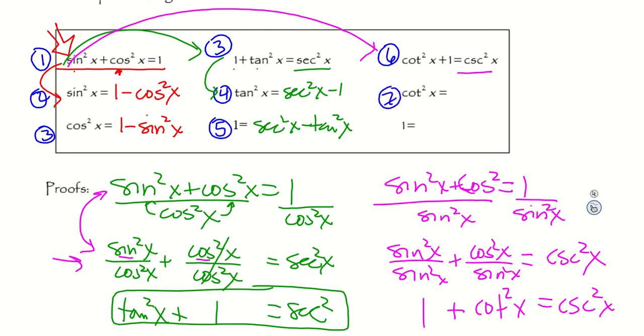1, 2, 3. Oh, I misnumbered. Shoot. This should be 4. This should be 5. This should be 6. This should be 7. This is 8. This is 9. Right? Solving for cotangent, subtracting 1, I get that cotangent squared is cosecant squared of x minus 1. Right? Subtracting cotangent squared, I get 1 is cosecant squared of x minus cotangent squared of x.